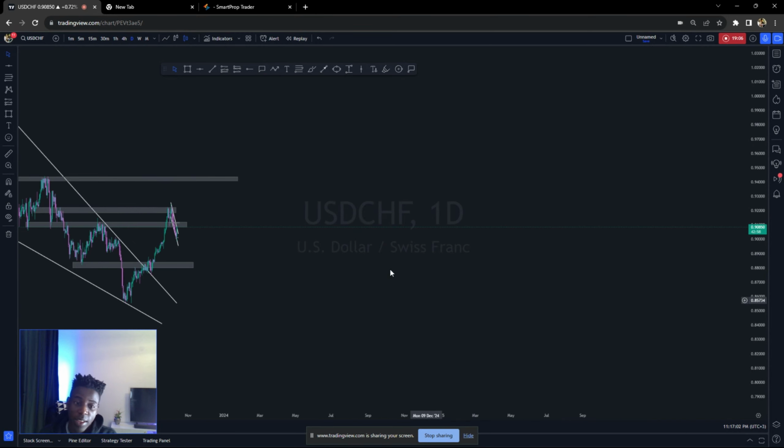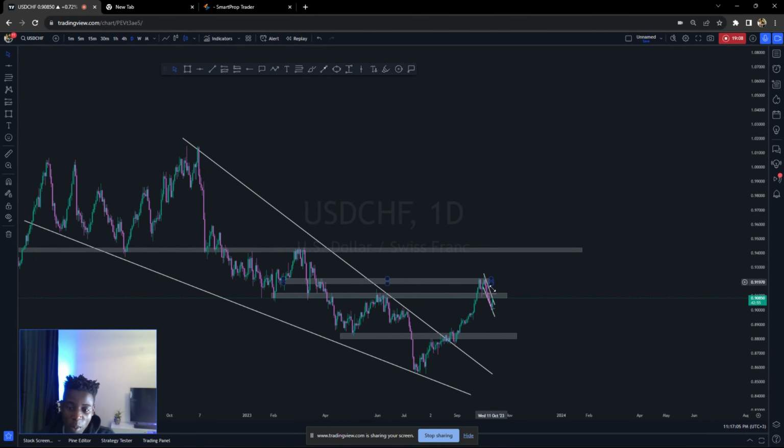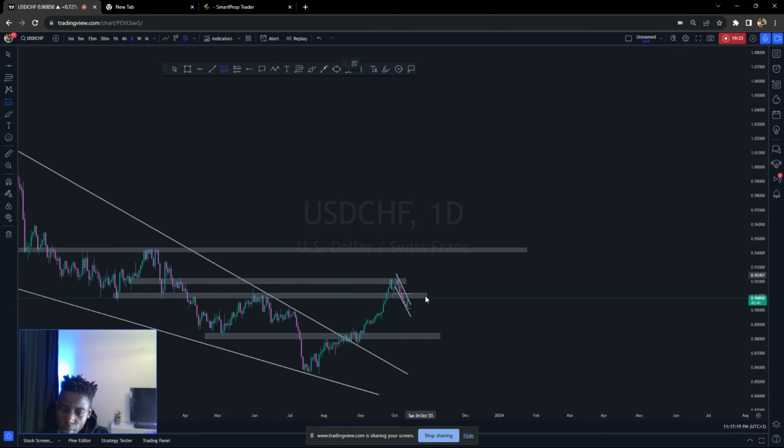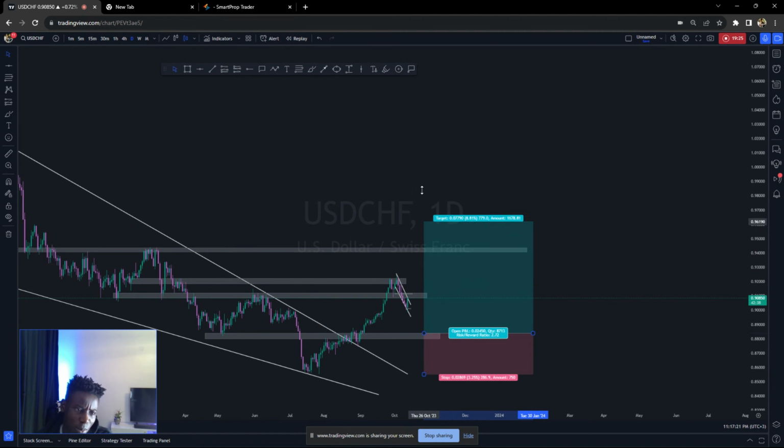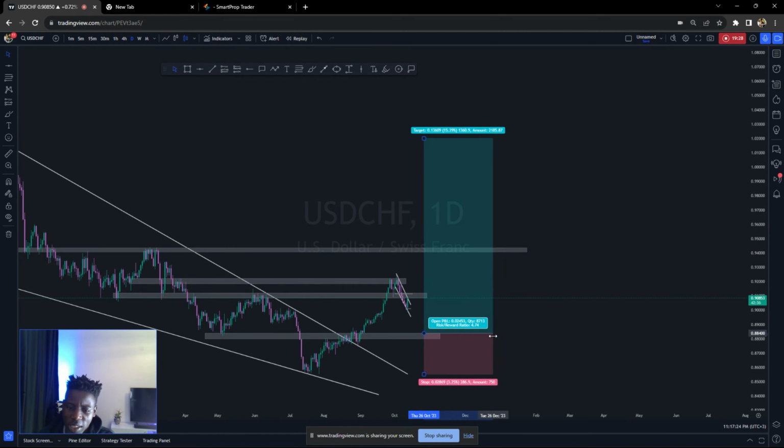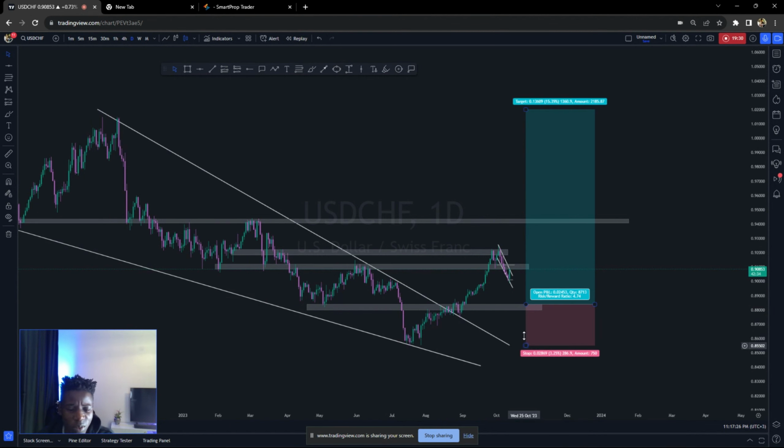It's going to be USD CHF. If we bounce back to this level here, it may make some good manipulation to the downside to this support here, but again, shift, then boom, another move to the upside. So don't miss this move, guys. It's going to be a very nice swing trade.